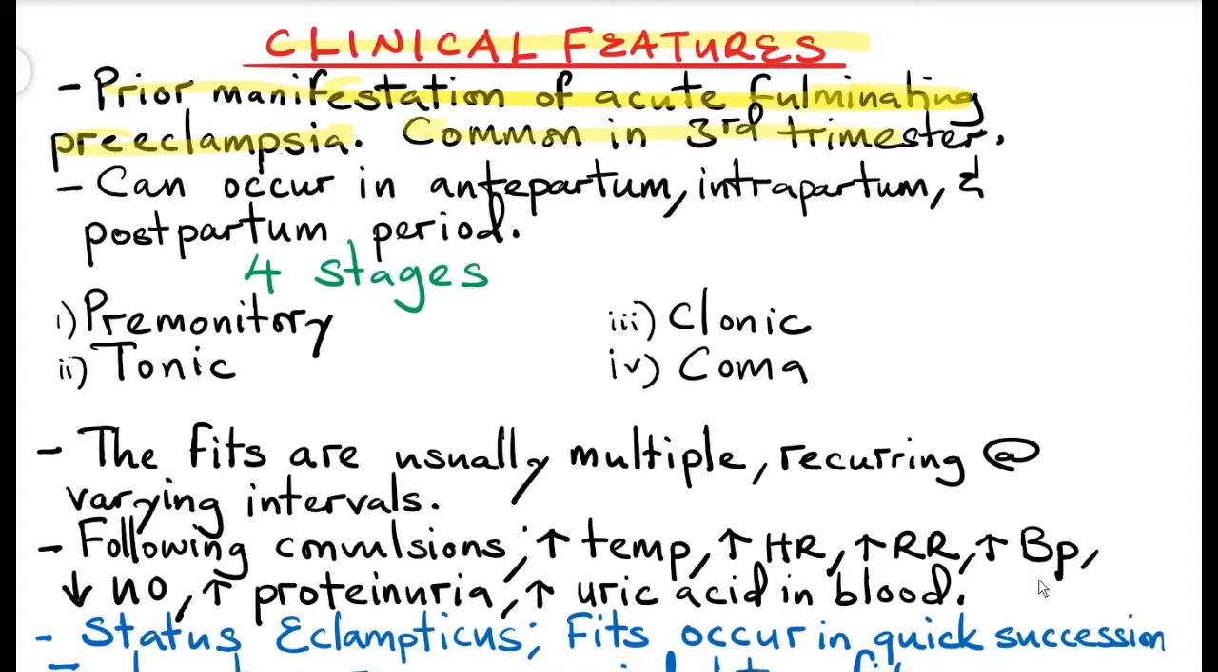Eclampsia is common in the third trimester. It can occur in the antepartum period. This is before onset of labor. Most commonly it occurs in the antepartum period, about 50% of the cases. It can occur in the intrapartum period. This is during labor, and the postpartum period. This is after labor. So about 30% of cases will occur in intrapartum, about 20% postpartum, and about 50% antepartum.